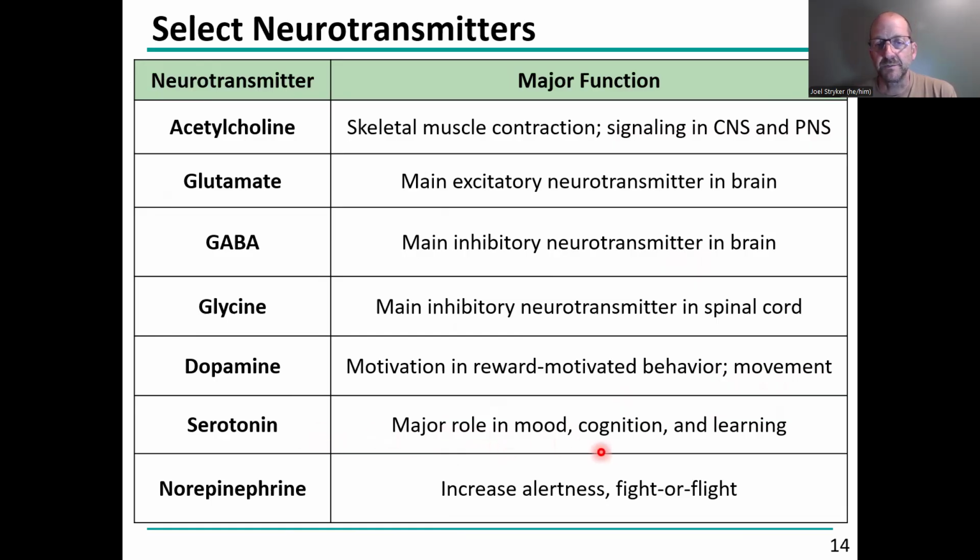Serotonin has a major role in mood. A lot of antidepressants are serotonin reuptake inhibitors, which means that as serotonin gets released, we have these transport proteins that take it back out, and antidepressants basically help it stay there. So help the serotonin stay in the synaptic cleft and not get taken back up as fast. And so that helps apparently fight depression. Also cognition and learning. Norepinephrine helps to increase alertness and fight or flight.